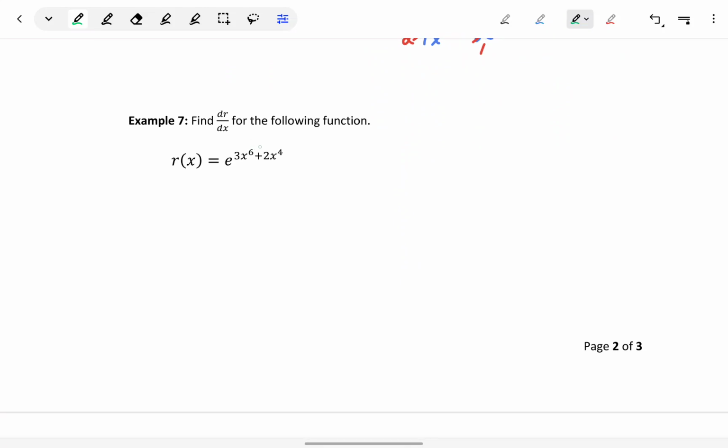In example 7, we have e raised to this more complicated power, so that's our interior function, 3x to the 6th plus 2x to the 4th. So to find dr over dx, we'll take the derivative following the rule for exponential functions. So e raised to that more complicated expression stays exactly the same, and then we'll multiply by the derivative of that interior function.